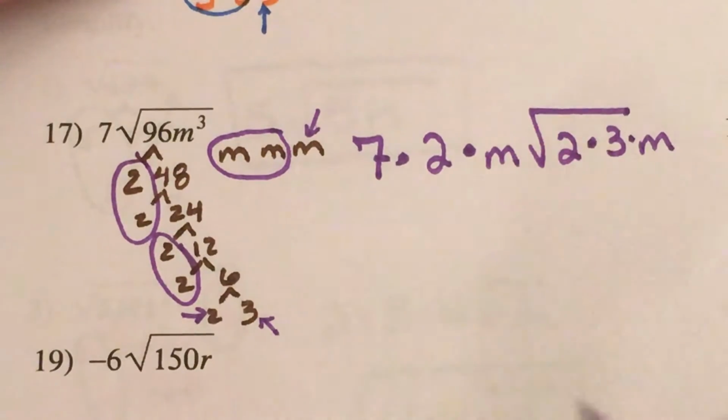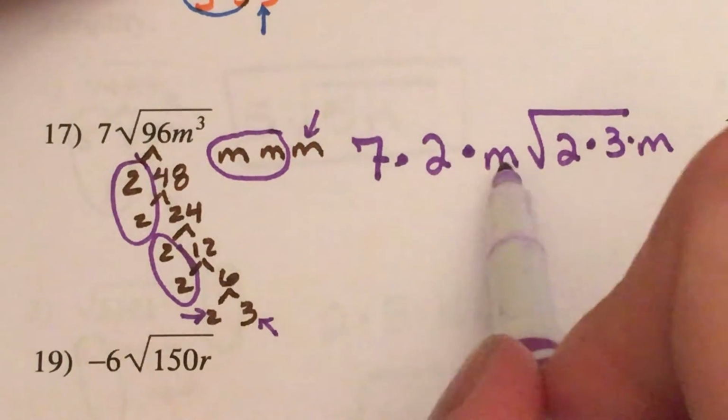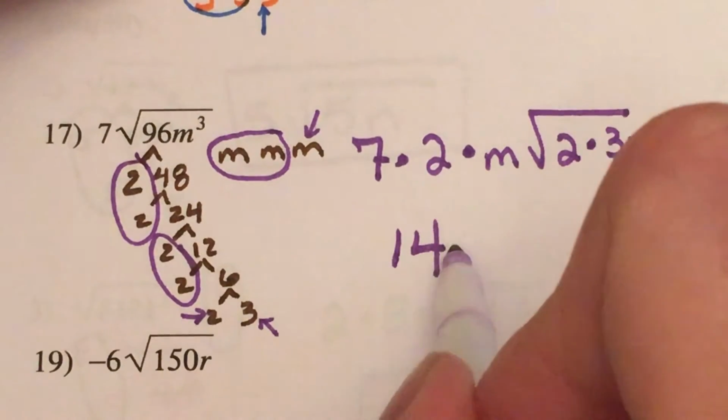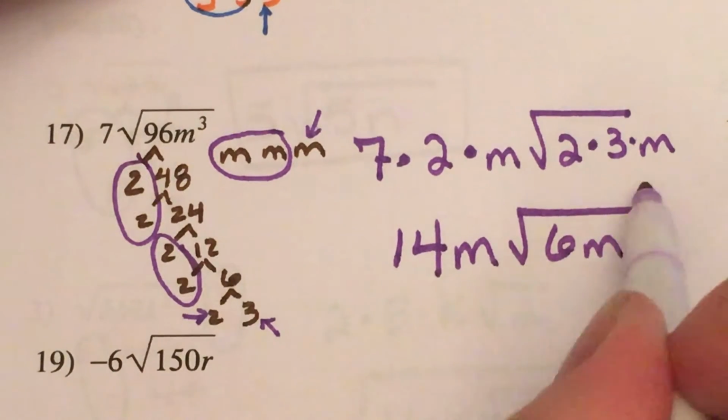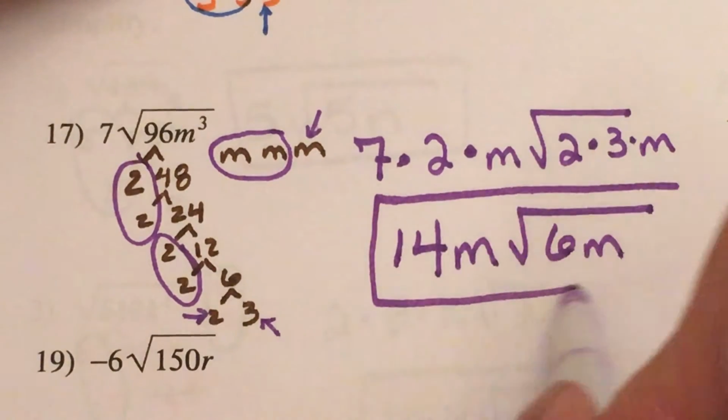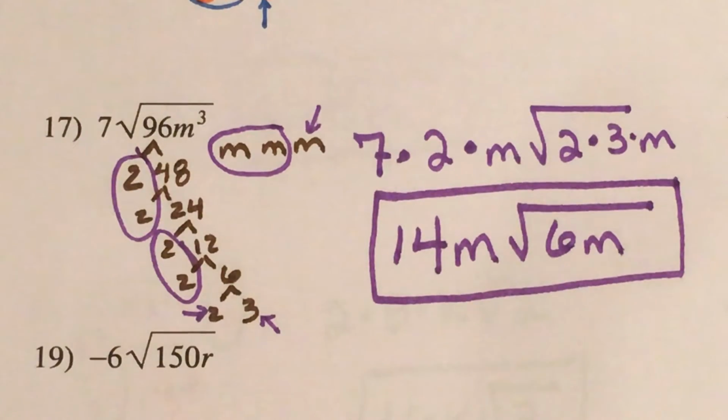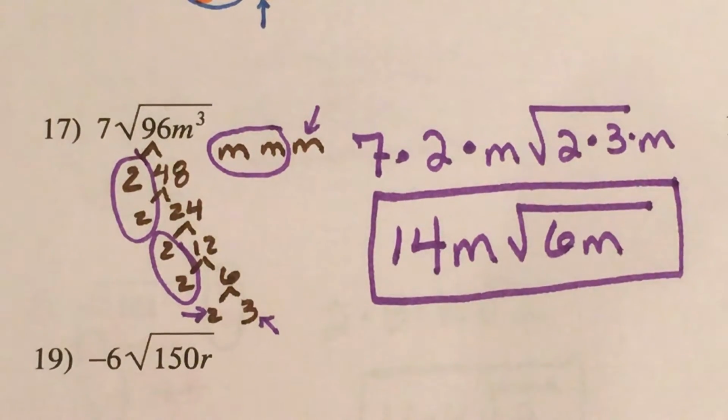Let's clean that up. 7 times 2 times m, 14m square root of 6m. That's not so bad. So what's different?